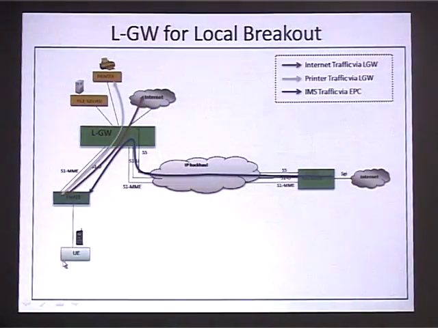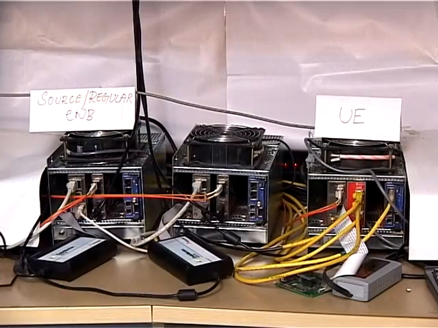For example, when UE wants to communicate with the printer, it will route the data to home eNodeB and home eNodeB will route the data to L gateway. So, L gateway will decide based on the data service whether it has to go to the local network or it has to go to the EPC network. Since it is a printer, it will route the packet via local network.